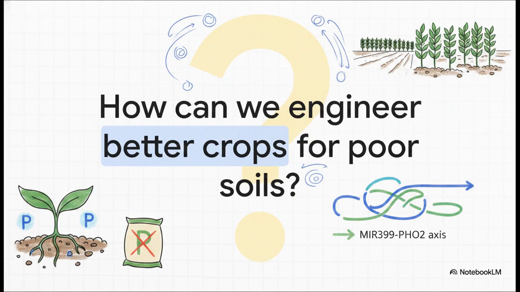And that brings us to the most important question for our future. How can we use our knowledge of this MIR399-PHO2 axis, alongside all these physical and chemical starvation responses, to engineer better crops? As our global phosphorus fertilizer reserves start to deplete, mastering this kind of plant physiology isn't just some academic exercise. It is absolutely the key to solving global food challenges and helping our crops thrive in nutrient-poor soils.